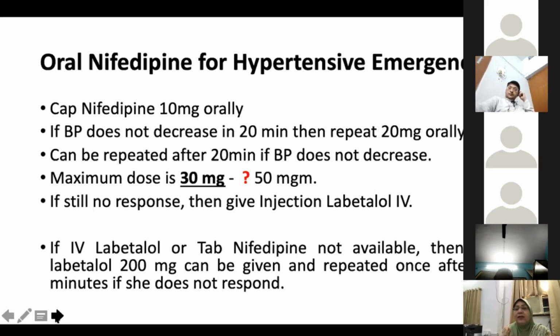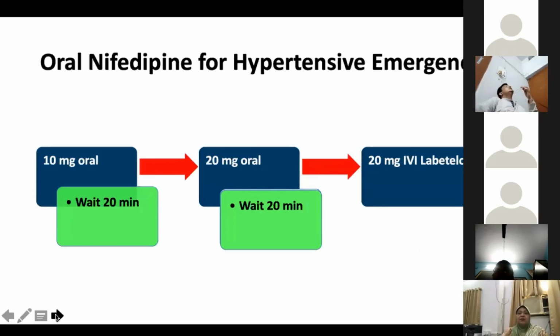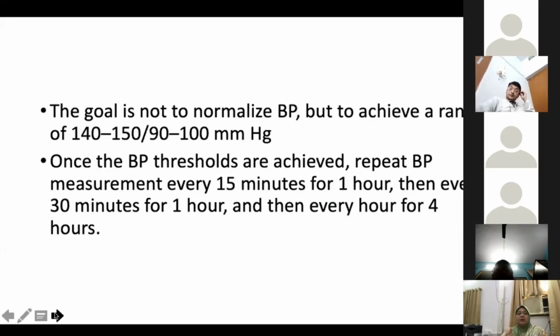Okay? Don't send her to any other facility without taking care of the hypertension. So this is again the same algorithm, 10 milligram, 20 milligram. If this does not respond, switch over to IV Labetalol. And here you are waiting for 20 minutes each. Okay. Again, I'm emphasizing, do not bring it back to normal. Maintain, this is the level at which you have to maintain. Okay. Then once the blood pressure threshold has been achieved, repeat every 15 minutes.